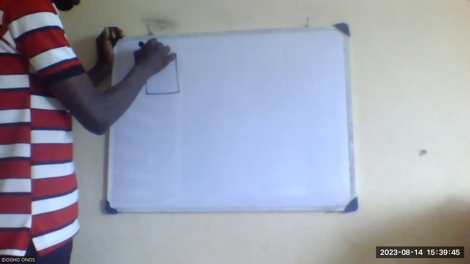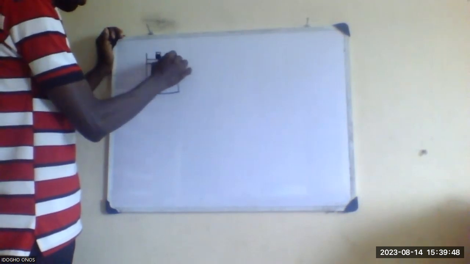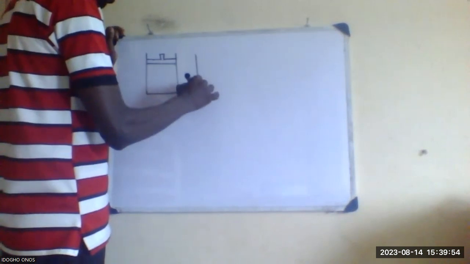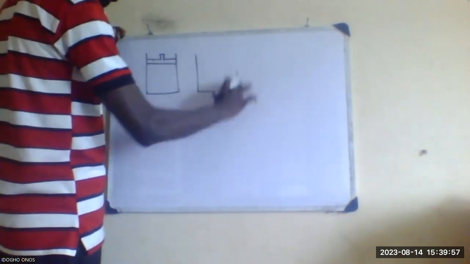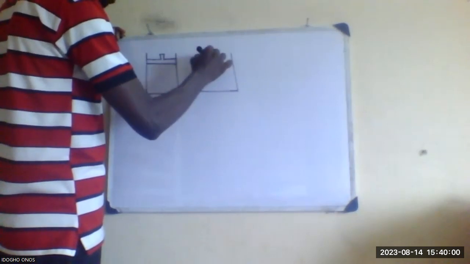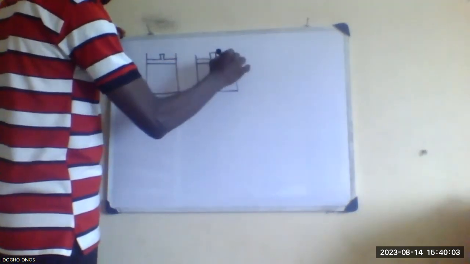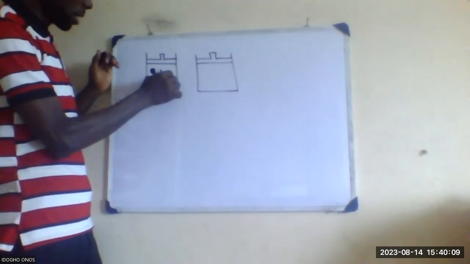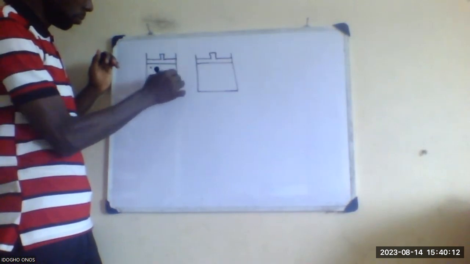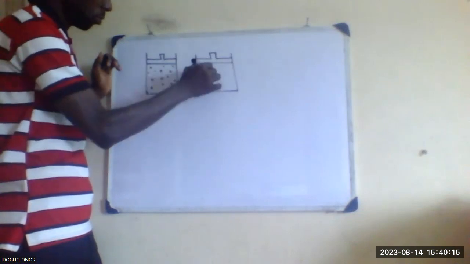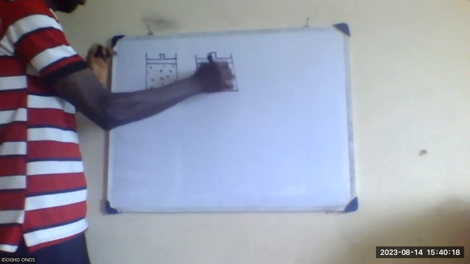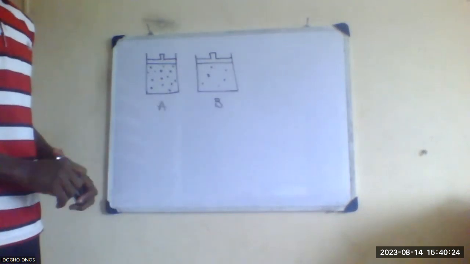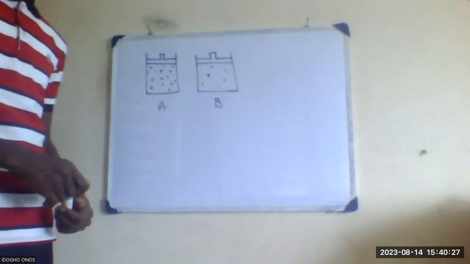Let me draw a very simple diagram now. I'm not good at drawing, so if you laugh at my diagram, I will tell you to come and draw your own. Let's assume both of them have the same volume. This is A and this is B. Looking at both of them, which do you think has the higher concentration, A or B?